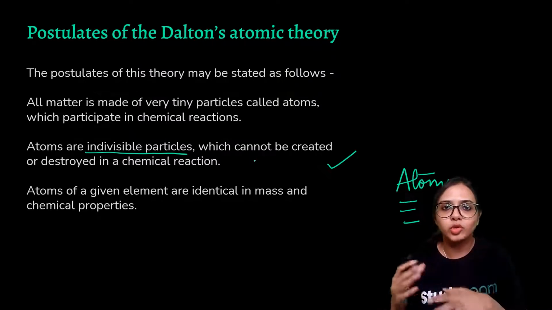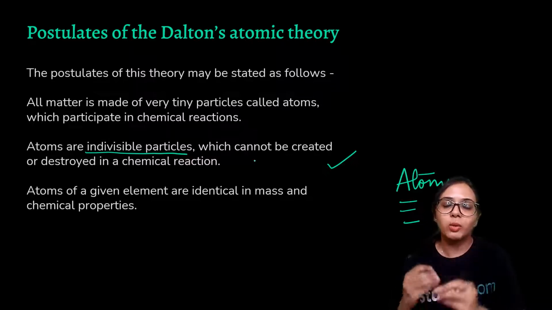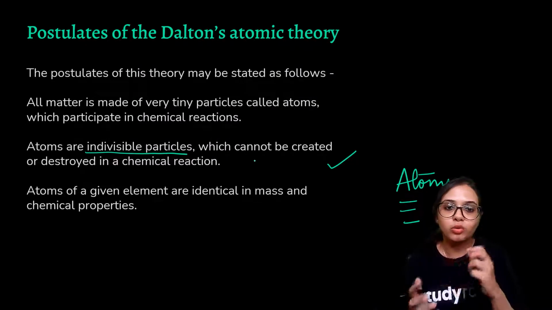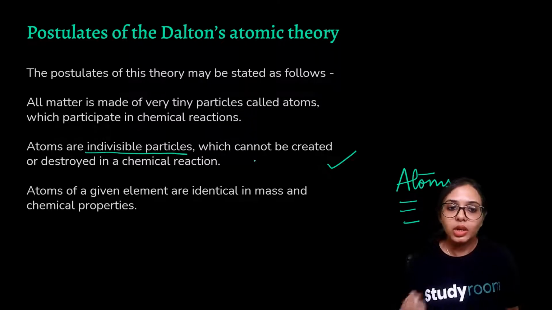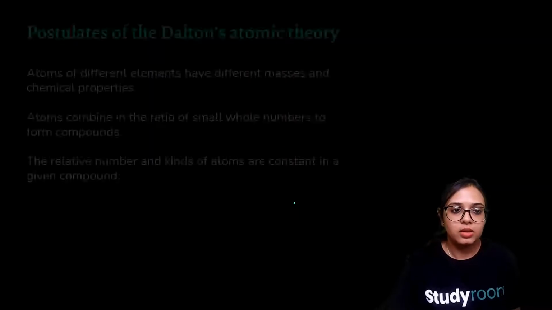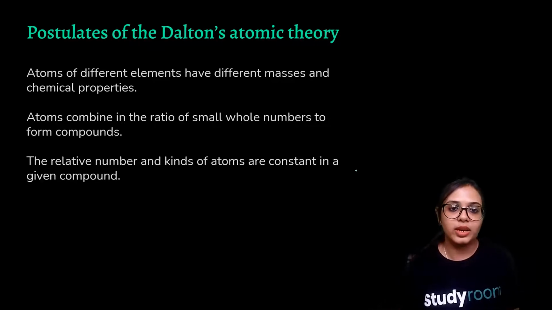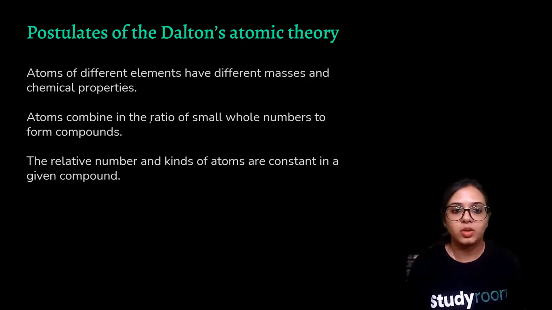Some proportions change. In a chemical reaction, some elements may combine with other elements, so the proportions do change, but there is no creation of atoms in a chemical reaction. Atoms of a given element are identical in mass and chemical properties. Atoms of different elements have different masses and chemical properties. Atoms combine in the ratio of small whole numbers to form compounds. Now this is important.